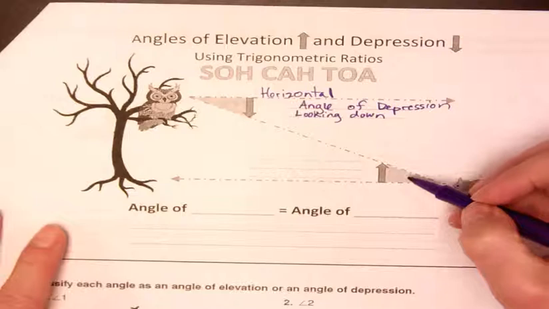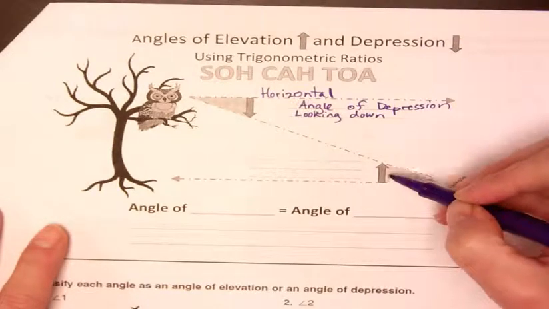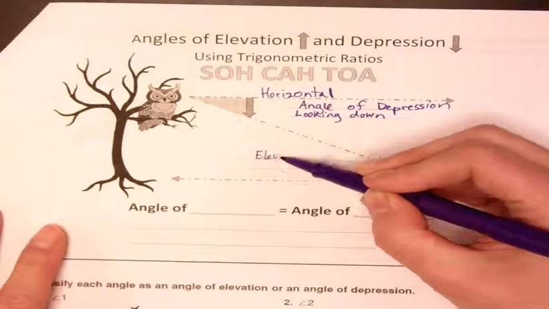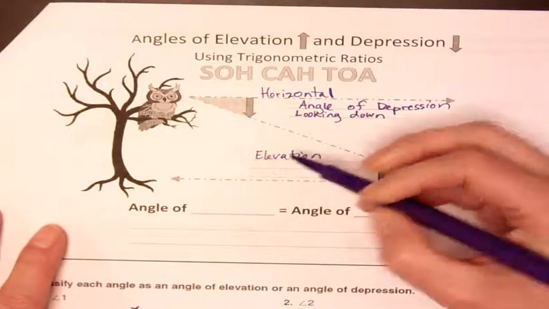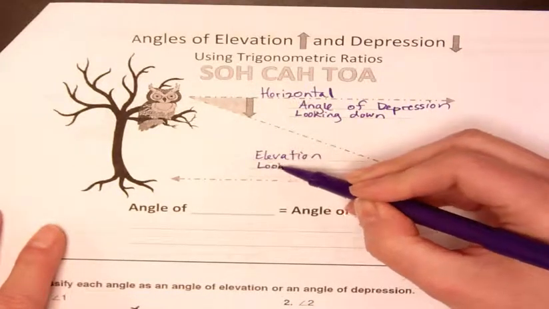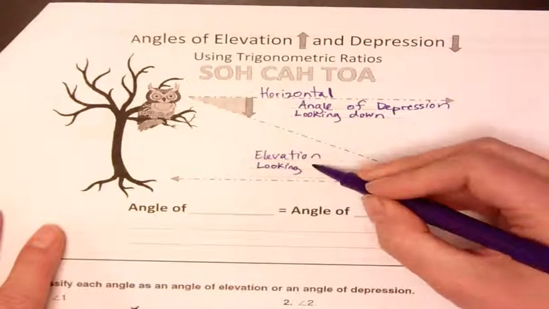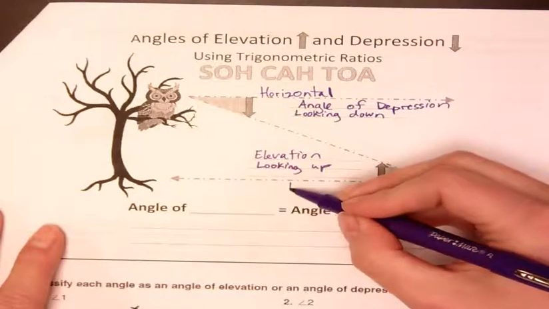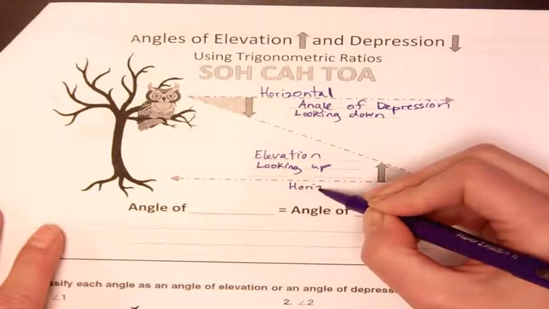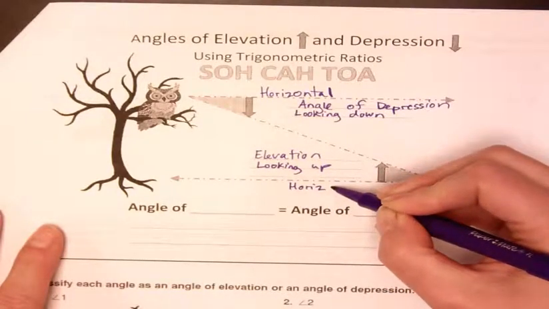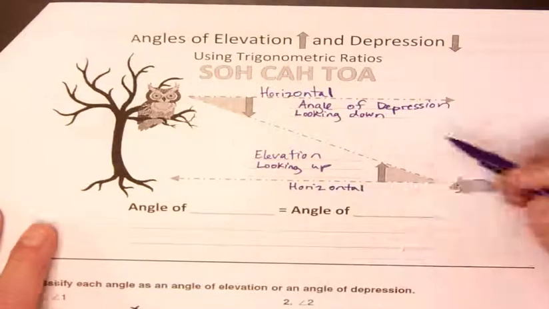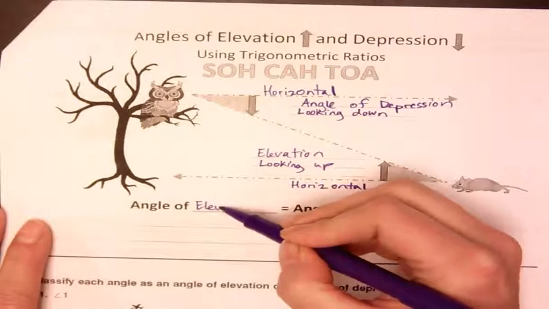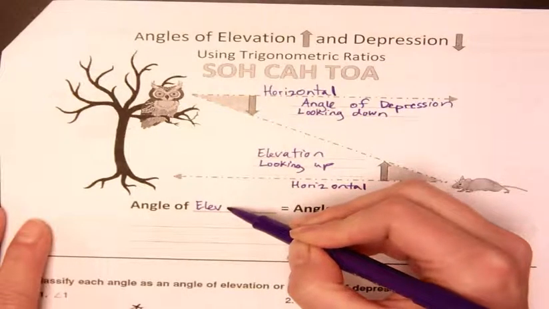And what would this next one be? Yeah, looking up, or elevation. Because the horizontal lines are parallel, then on any given line, the angle of elevation would equal the angle of depression.